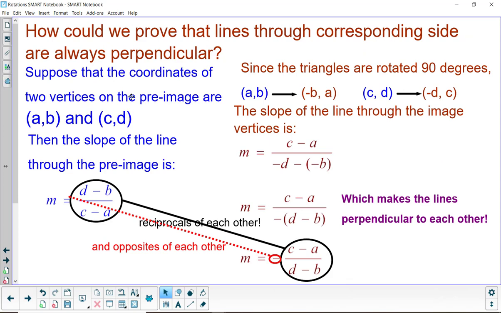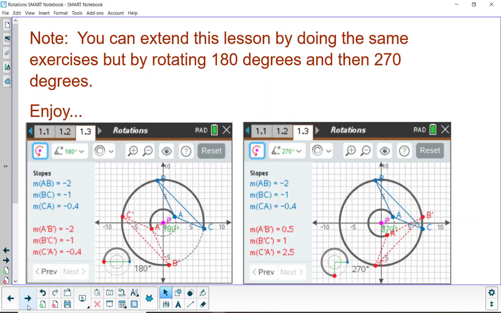All right, we could prove that these are perpendicular all the time. This is the so-called proof or argument for it. If you'd like to read through it, please pause and see if this makes sense to you. And then finally, you can extend this lesson by doing the same exact exercises, but rotate 180 degrees and then 270 degrees. Enjoy. This is the end of the video.